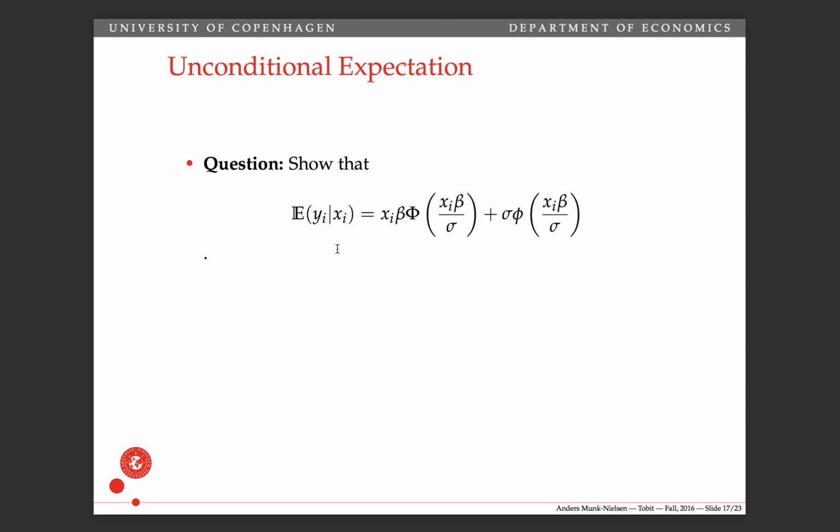The other feature we can be interested in is the unconditional expectation, E of y given x, not conditioning also on y being positive. Turns out that's equal to this expression here. So it's x beta scaled by this thing plus this other term here. It's not as easily interpretable as the other, except that as x beta grows towards infinity, this thing becomes 1, and this converges to just x beta times 1, and as x beta goes to infinity, this thing here goes to 0. So the whole thing goes to x beta as x beta increases.